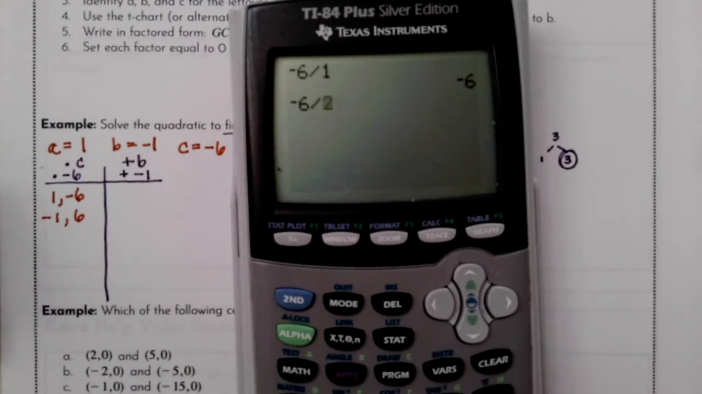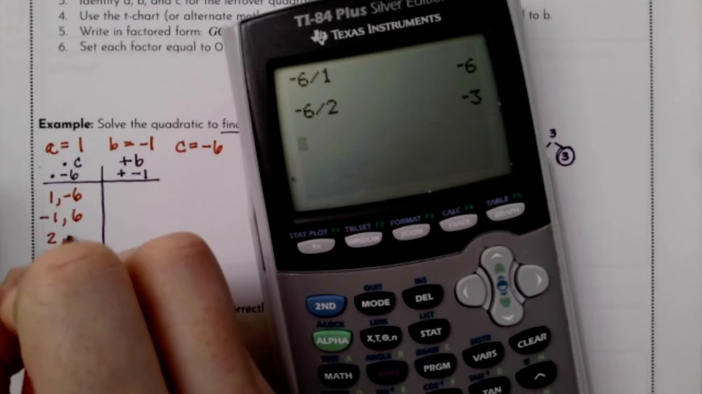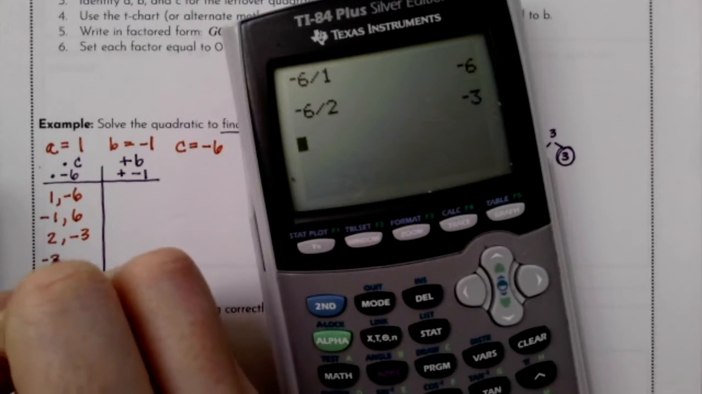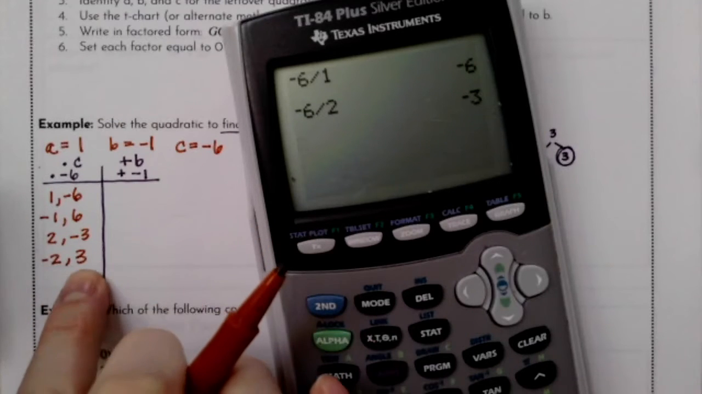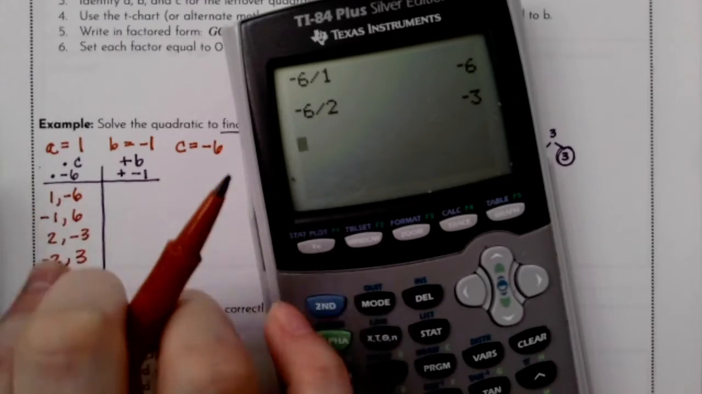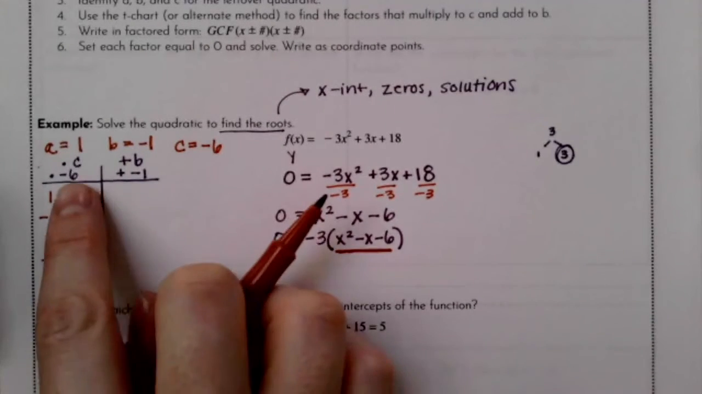Then -6 divided by 2 is -3, so +2 and -3, and then -2 and +3. And then the next number I was about to type in is 3, but I already have it written down, so these are all of the things that multiply to -6.